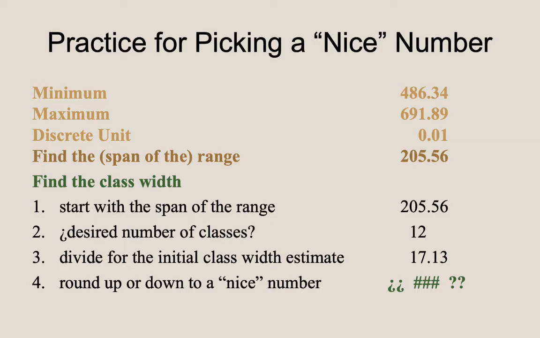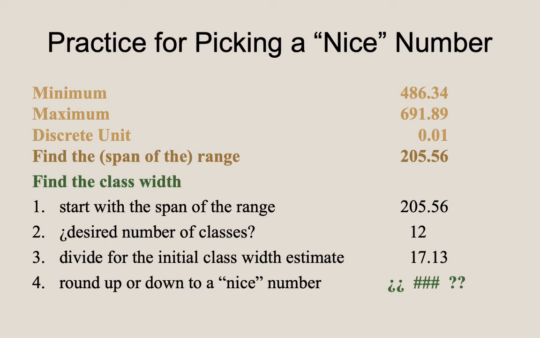All right, now that you've returned, I'm going to suggest that 17.13 in and of itself is probably not a nice initial class width to start with. So instead, I would suggest that we would probably want to round this to numbers like 20, rounding it up because it's relatively easy to count by 20s.